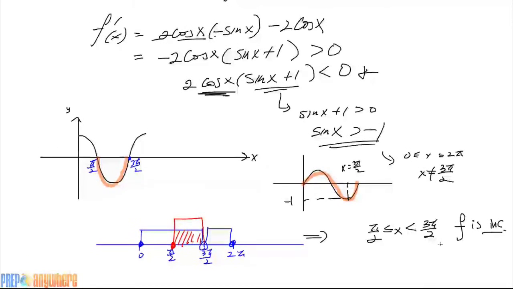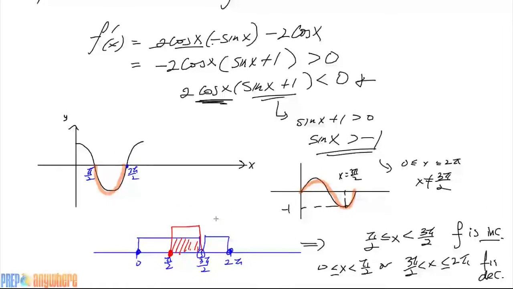Okay? Which means when x is less than pi over 2 or when x is greater than 3 pi over 2, because we're restricted from 0 to 2 pi, we gotta say greater than 0 here, and we actually have to say x is less than or equal to 2 pi, the function is decreasing. Okay, decreasing. So we just answered part A now.